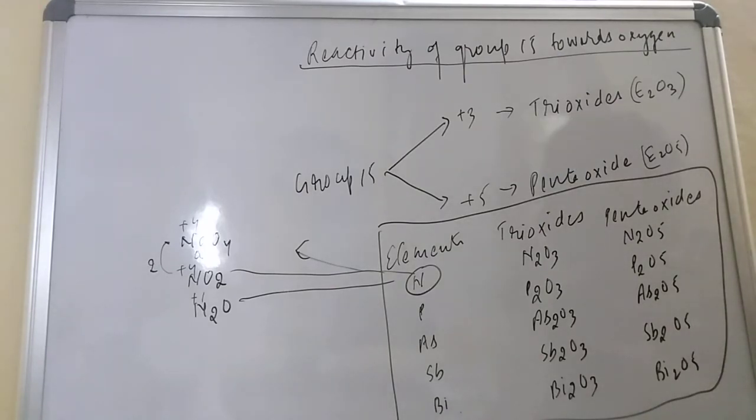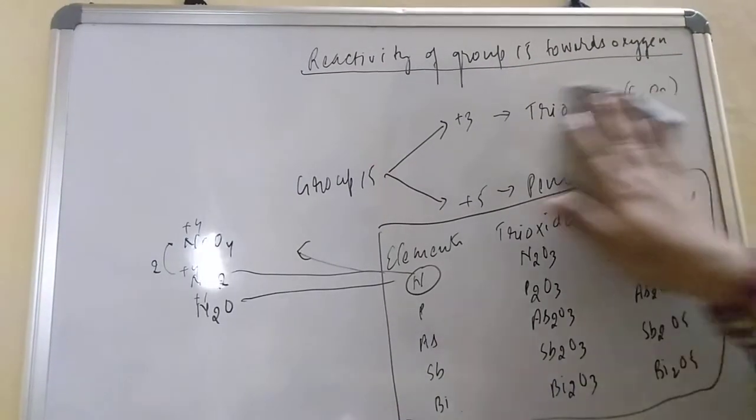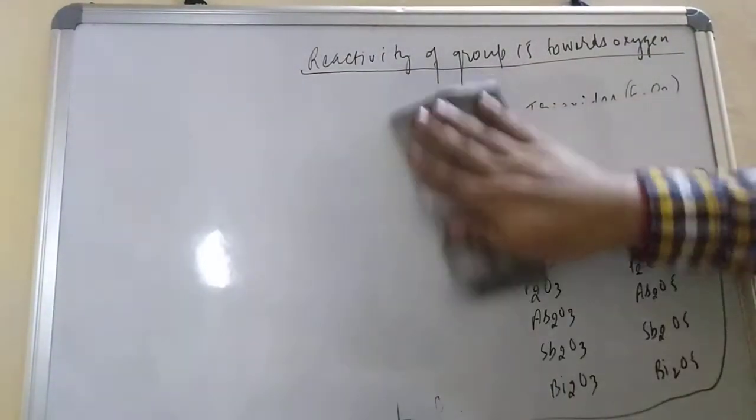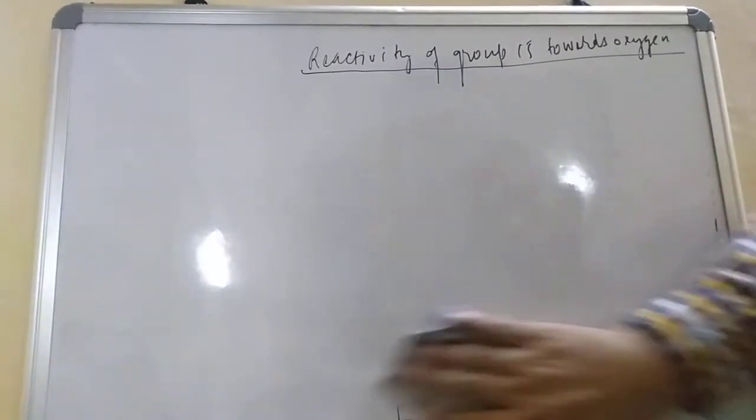Now what we have to understand is that these oxides are forming, that is okay, no problem. What we need to understand is their acidic strength. What is the variation of their acidic strength? That is the important heading. So we are discussing the properties of oxides of group 15 elements. So let us see.